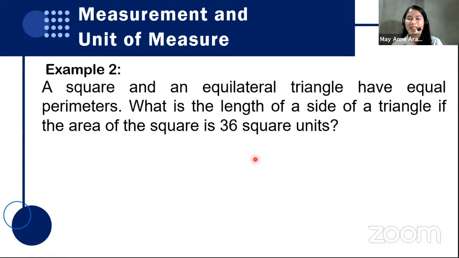And we need to know the length of a side of a triangle. So, since it's equilateral naman yun, we have the same side, no? Same lang yung length ng bawat side. So, if the area of the square is 36 square units, okay, same process.